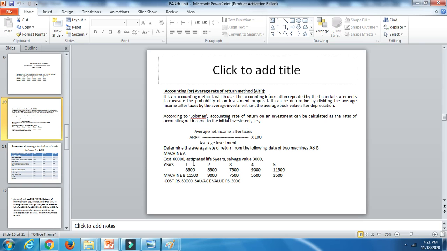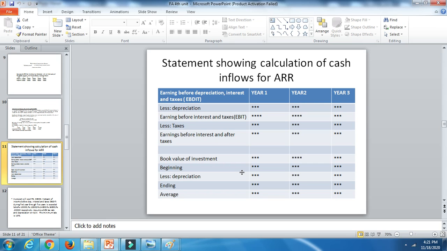Here he has given you these values, 3,500, 5,500. Sometimes he will not give them directly. In the question he may give you earnings before depreciation, interest and tax. Then you are supposed to deduct the tax as well as the depreciation. So if in the question he gives you earnings before depreciation, interest and taxes, you need to deduct the depreciation as well as the tax. After deducting these two, you are supposed to take this as the new cash flow.